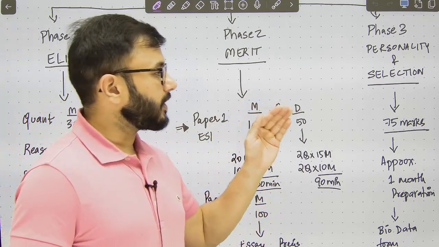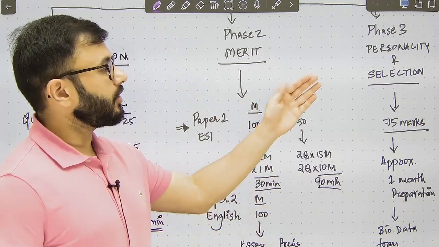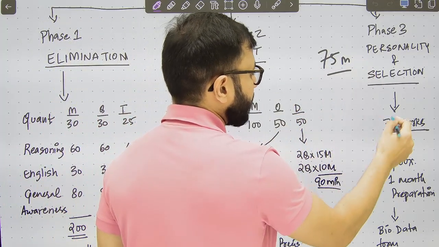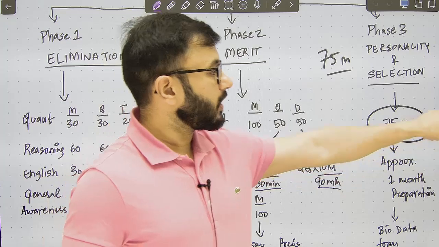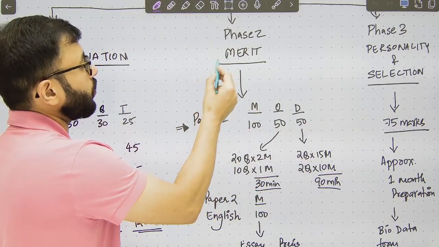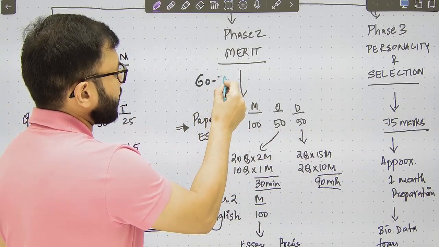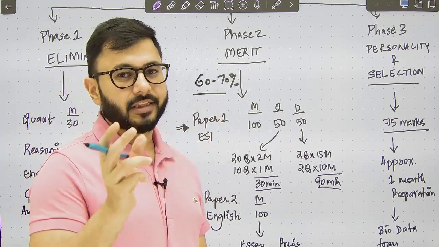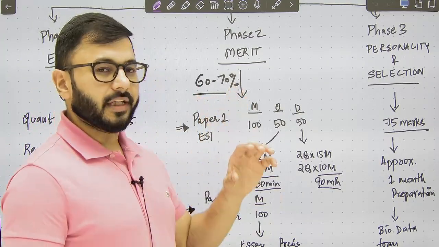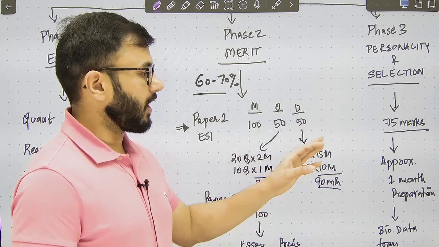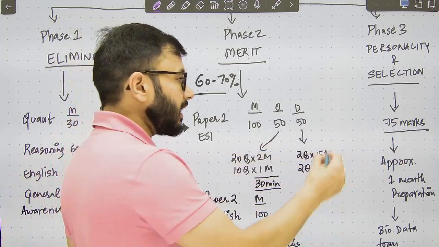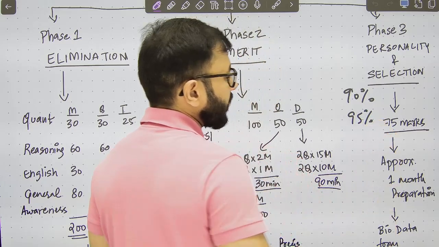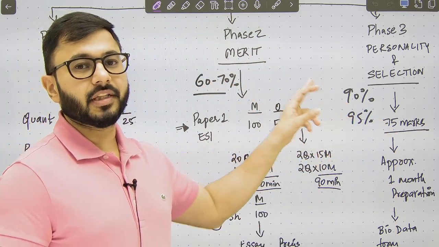Last आता है हमारा phase 3, which is personality and the area where your selection actually happens. A total of 75 marks are allotted here. The difference is here you will be able to score a maximum of 60 to 70%. Majority students lie between 60 to 70%. Topper भी 70% तक normally नहीं पहुंच पाता है. But here you can reach up to 90%. In fact 95% तक भी जाते हैं लोग. So in percentage terms the gap is huge.